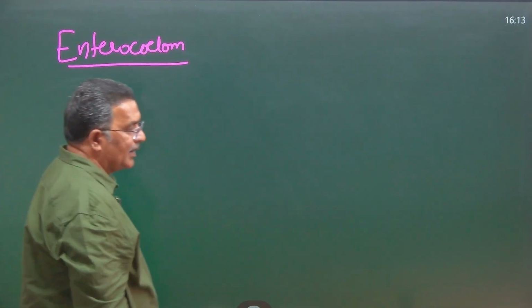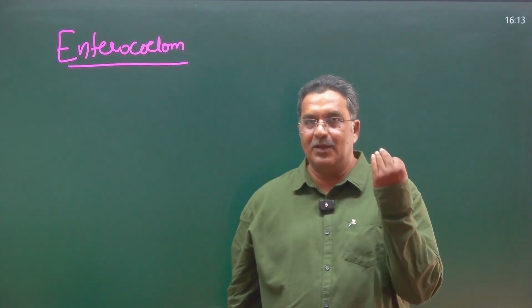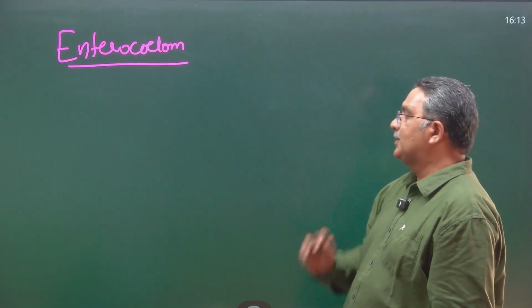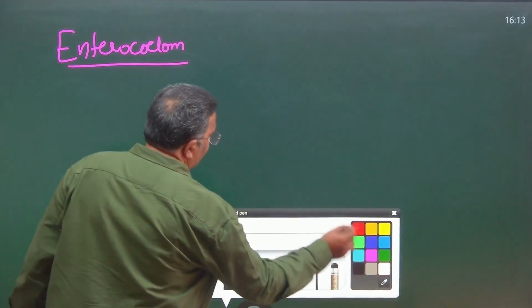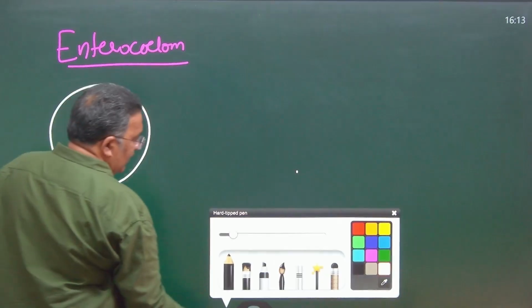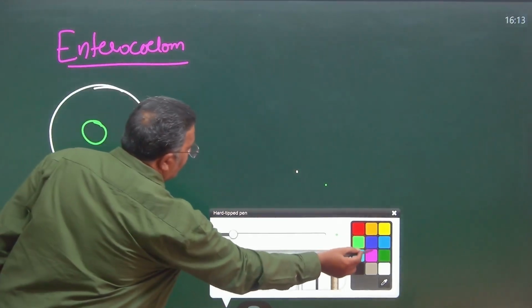Kingdom Animalia classification, division protostomia, includes three: acoelomata, pseudocoelomata, schizocoelomata. Now the deuterostomia is having enterocoelom. After understanding all these, it's very simple to understand enterocoelom. The same old colors I am using: ectoderm, inside endoderm, and our pink is mesoderm.